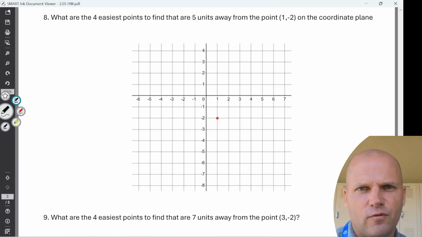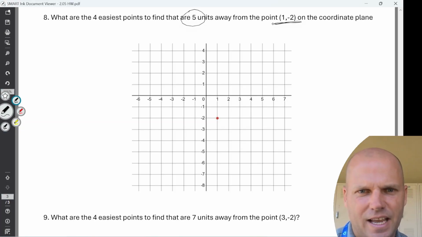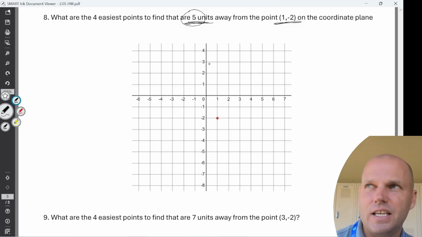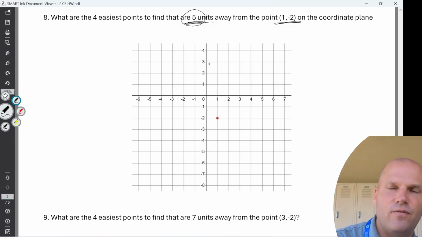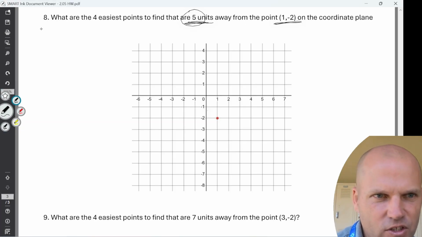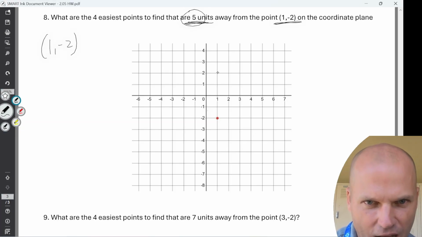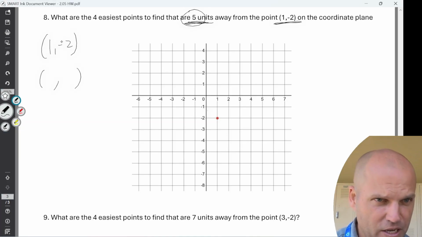What are the 4 easiest points that are 5 units away from the point (1, -2)? Okay, this is very, very important because this goes back to day 1. 5 units away on a coordinate plane, the easiest way to do it is to go up 5, down 5, right 5, and left 5. Coordinate plane is great because all of the boxes are 1s, but a diagonal is not 1. So we just have to take this point (1, -2), and just start adding and subtracting 5 from the x and y coordinates.